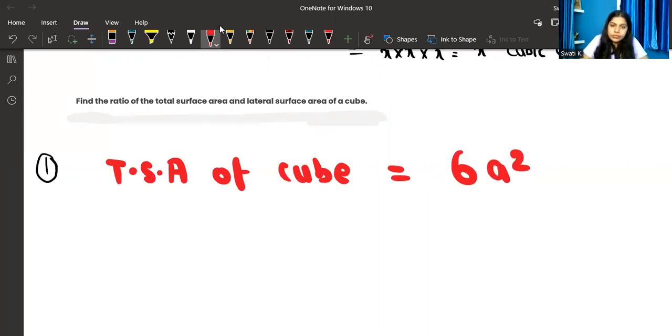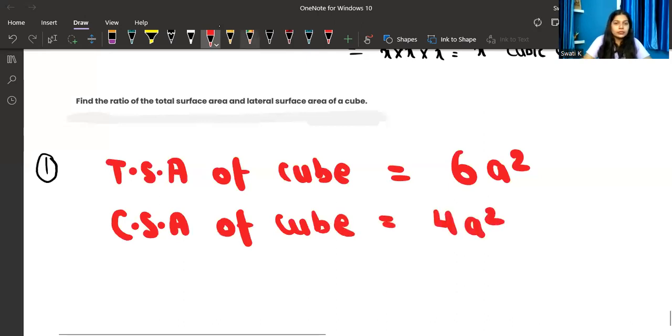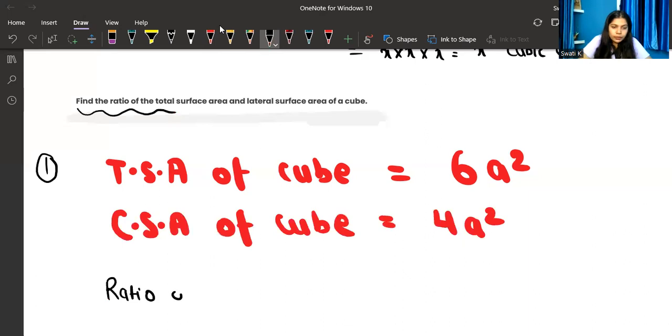Next is the lateral surface area. Remember, lateral surface area is a synonym of curved surface area, so you can use either term, same thing. The curved surface area of a cube has the formula 4a square. Now we have to find the ratio of the total surface area and the lateral surface area, that is, the ratio of TSA and CSA of a cube.